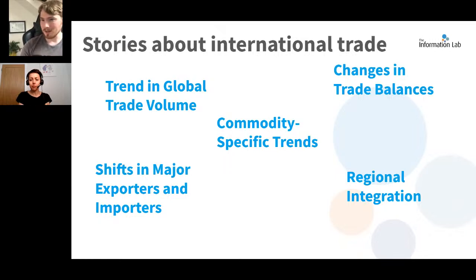Commodity specific work. So it's talking about oil prices happening during the pandemic and what the impact of that was. And then lastly, this regional integration. So how has trade between different countries changed over time? And it highlighted here things about Brexit. So these negotiations around the UK's relationship with Europe.